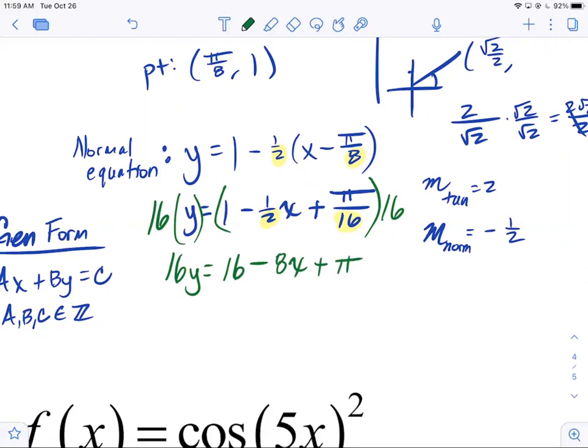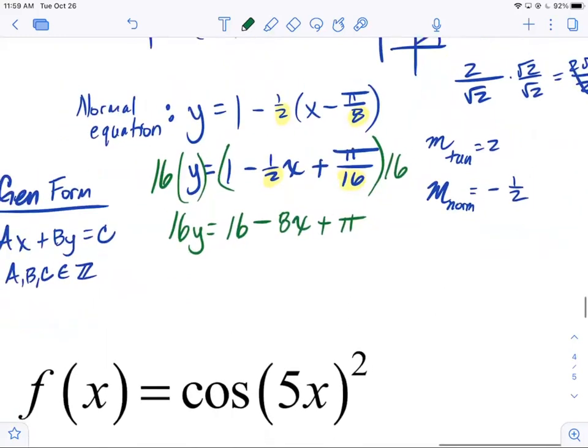So that looks pretty nifty. And now you just bring your negative 8x across, positive 8x plus 16y equals, and then you got 16 plus pi. So not the nicest looking constant, but it is what it is. And that could be an answer.